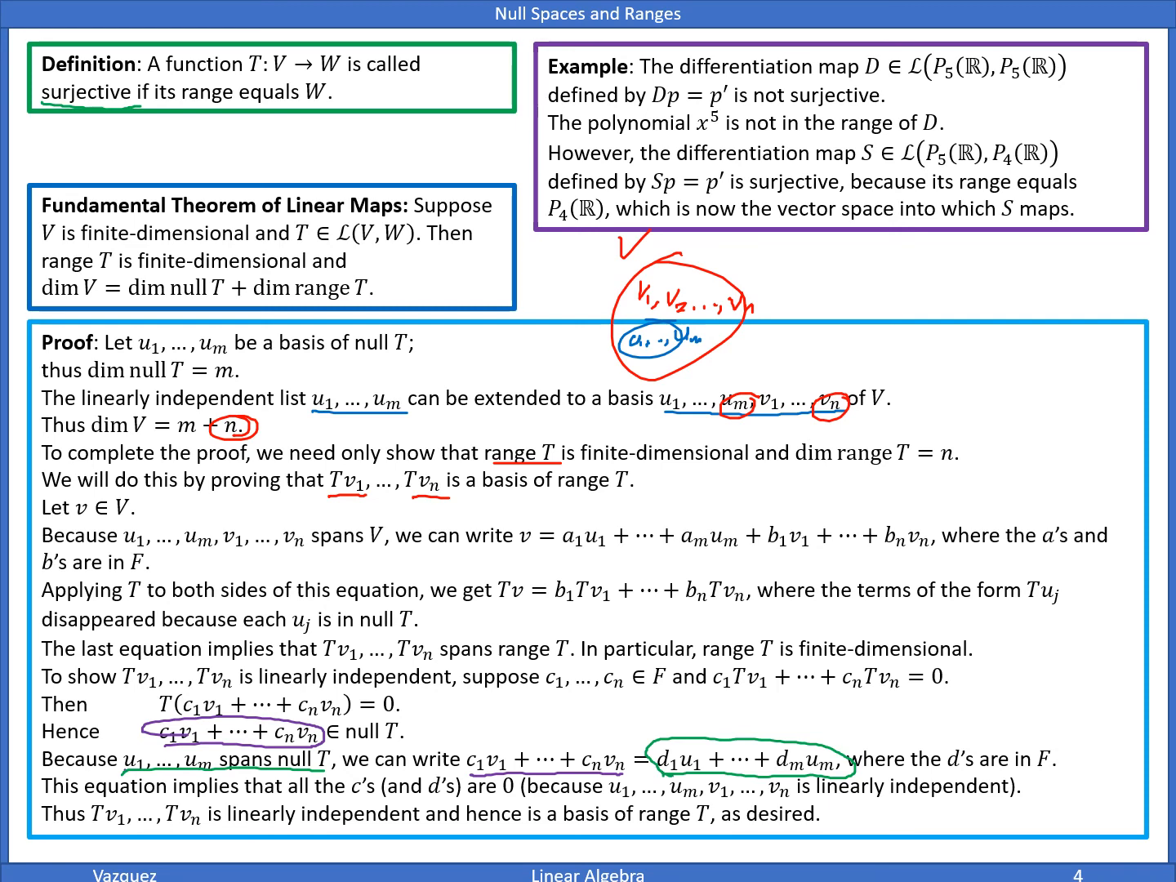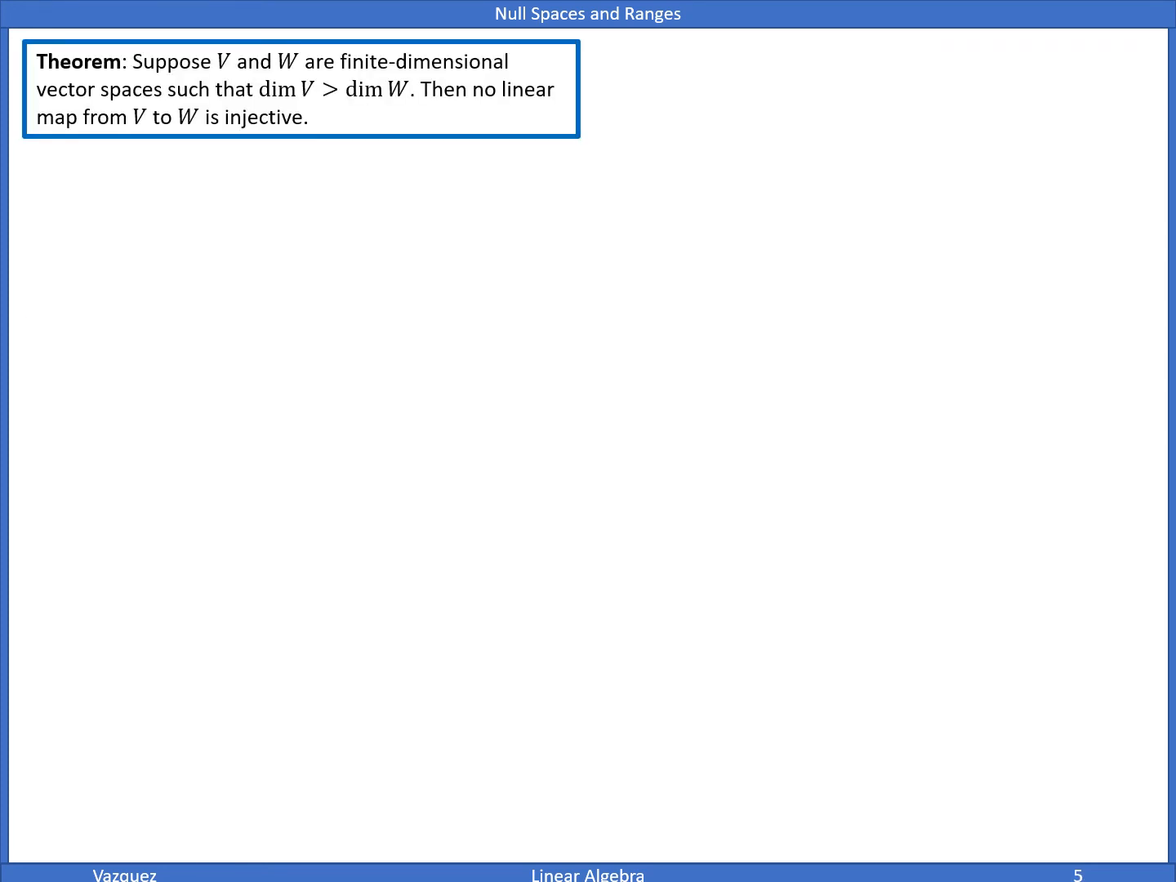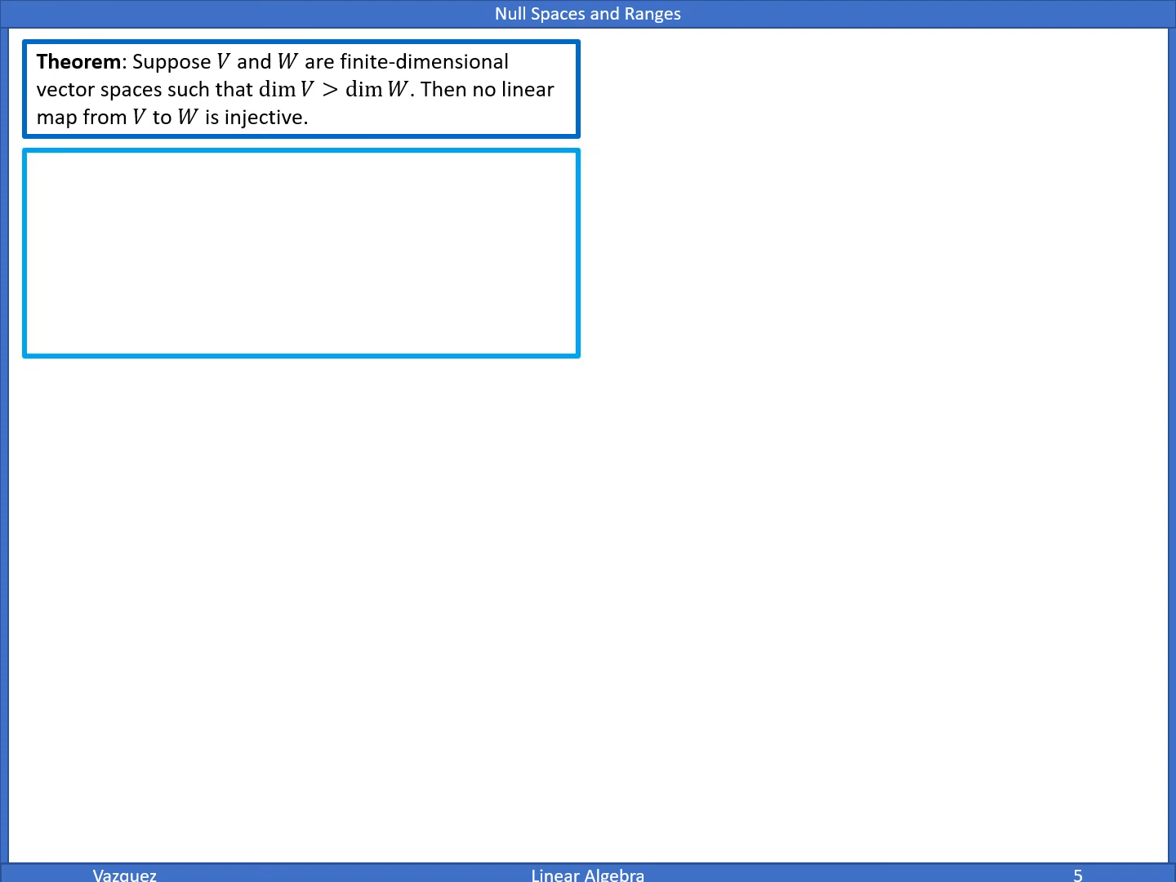And now the last section, we're just going to be looking at four theorems, something you may have seen before. Here, suppose V and W are finite dimensional vector spaces such that the dimension of V is greater than the dimension of W. Well, then no linear map from V to W is injective. So our proof is pretty easy and straightforward.